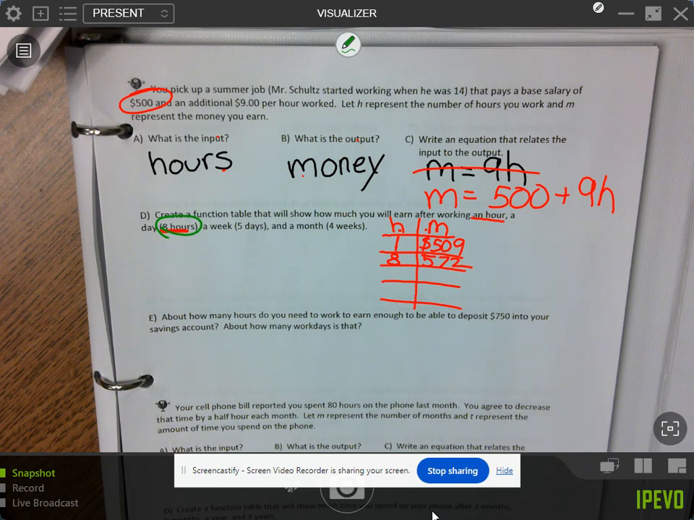1 day is 8 hours. So if we're working a week, which is 5 days, so if it's 8 hours a day and we work 5 days, how many hours is that, Lately? 40, much more doable number. If I work 40 hours, how much money am I going to get, Emerson? 860.